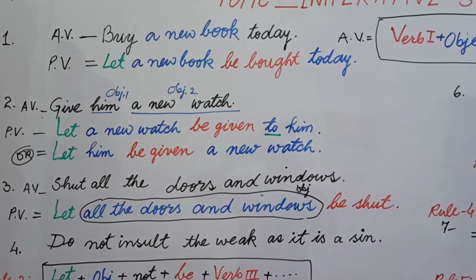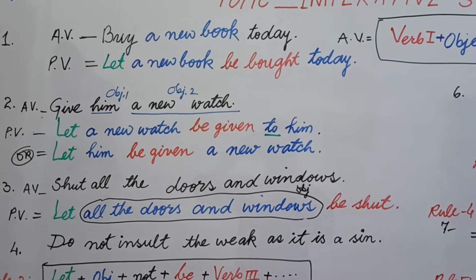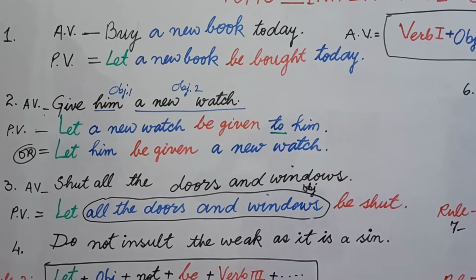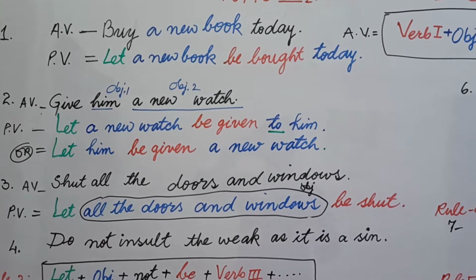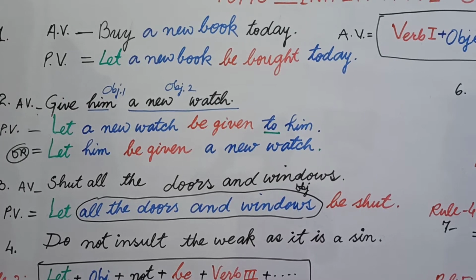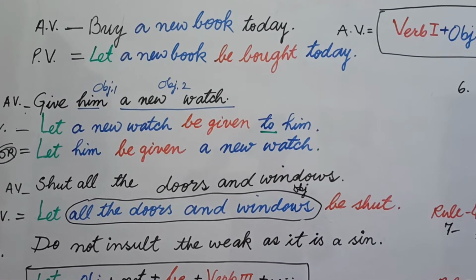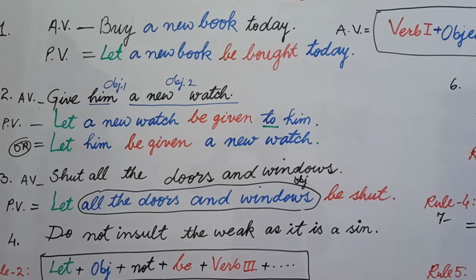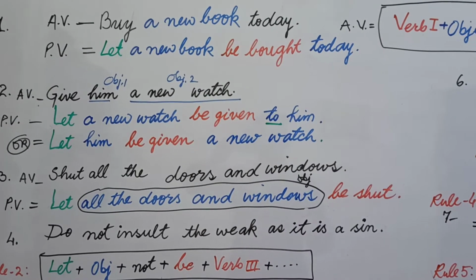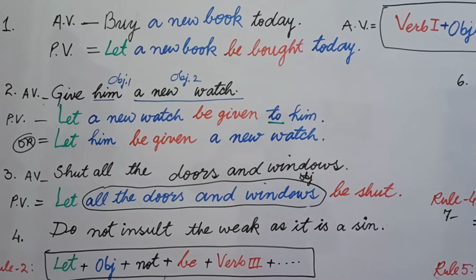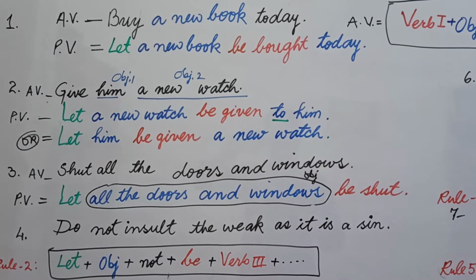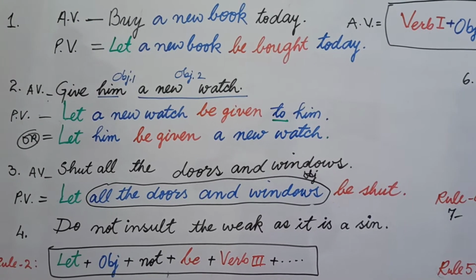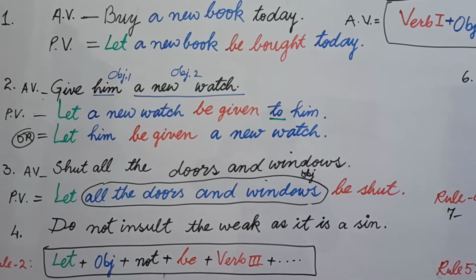In this example, give him a new watch. This example has a special feature: I have given two different types of objects after the verb give. The first object is him and the second object is a new watch. Him is an indirect object and a new watch is a direct object. Direct object means a non-living object and indirect object means a living object. Now you have done a few examples based on direct and indirect objects in previous tenses and lectures, and we are going to make you recall all this.